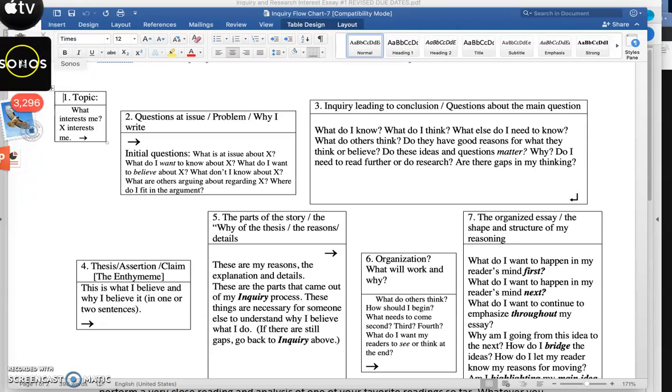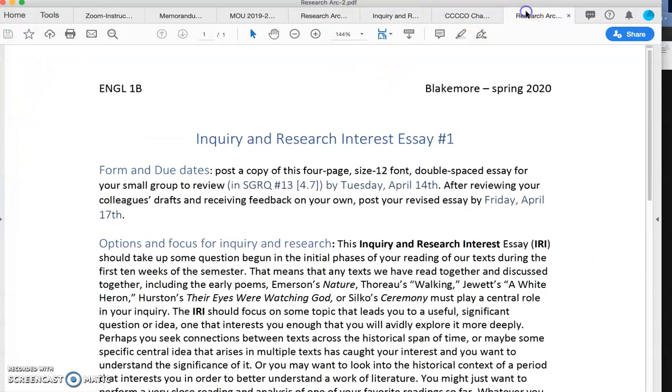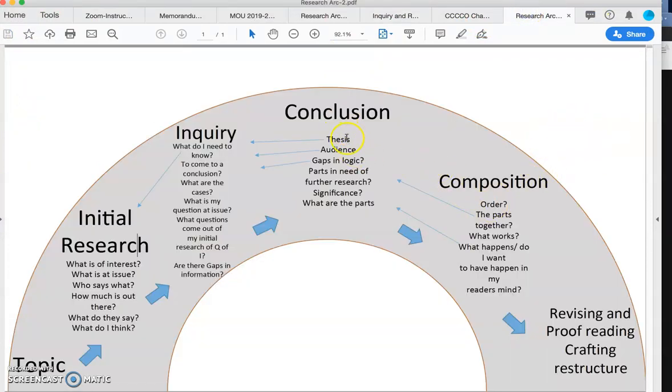If we go back to the research arc. Here we are. We found out what we believe. We have to think about our audience, and sometimes thinking about our audience will send us back into more inquiry. If we say, oh, these people don't already know what I'm talking about, or perhaps there's gaps in the logic that you need to go back and figure out. So you may need to do, after you come to your thesis, a little bit more inquiry, a little bit more further research.